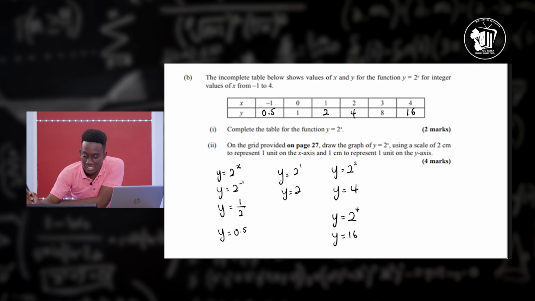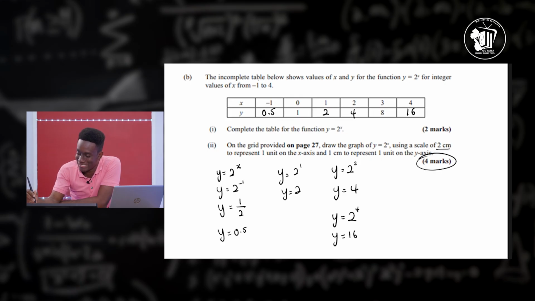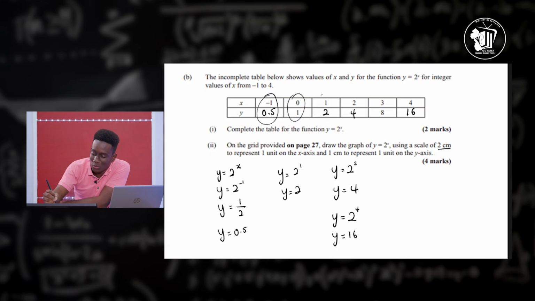So the next question says, on the grid provided on page 27, well, page 27 will be the next page, draw the graph of y is equal to 2 raised to the x power using the scale of 2 cm to represent 1 unit on the x-axis and 1 cm to represent 1 unit on the y-axis. And this is an easy 4 marks. The beauty about these 4 marks here is that we already have the coordinates. So all we need to do is plot these coordinates on the graph.